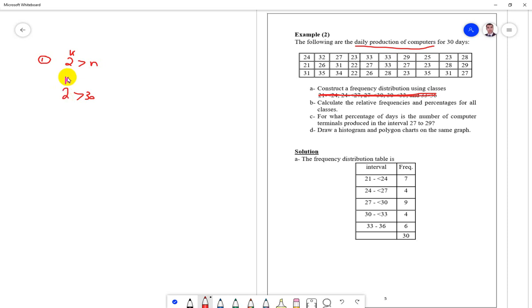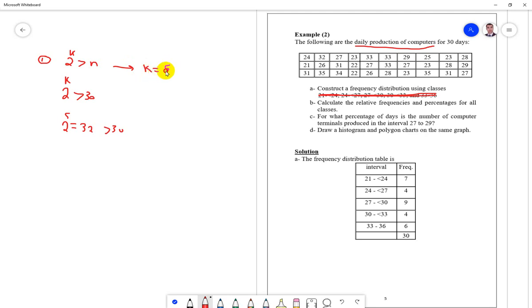2 to power 3 equals 8. 2 to power 4 equals 16. 2 to power 5 equals 32, that is greater than 30. So by trial and error you'll find the value of k equals 5. Why? Because 2 to power 5 equals 32, that is greater than 30. So now step 1, what is the number of classes that you have? We have k equals 5.